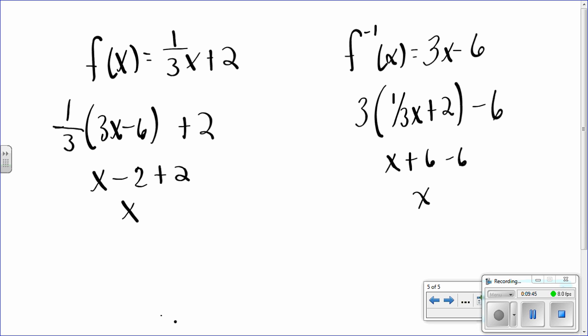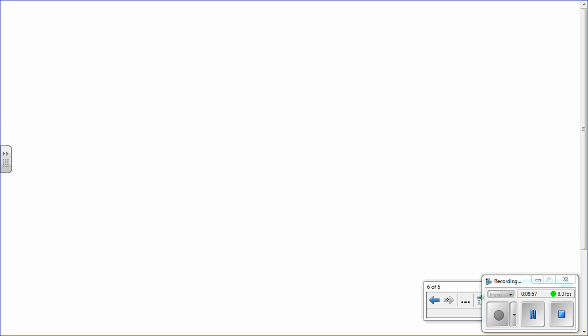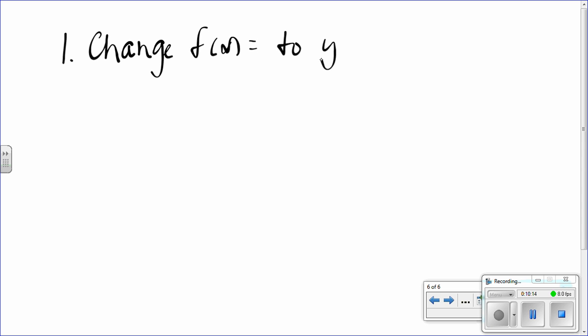Let's talk about one more thing. Finding an inverse. Finding an inverse is really easy. There's some steps to follow. It's kind of time consuming, but it's easy. The first step is, they give it to you in f of x, and you need to change f of x to y. Okay? I'll write it down. Change f of x equals to y.